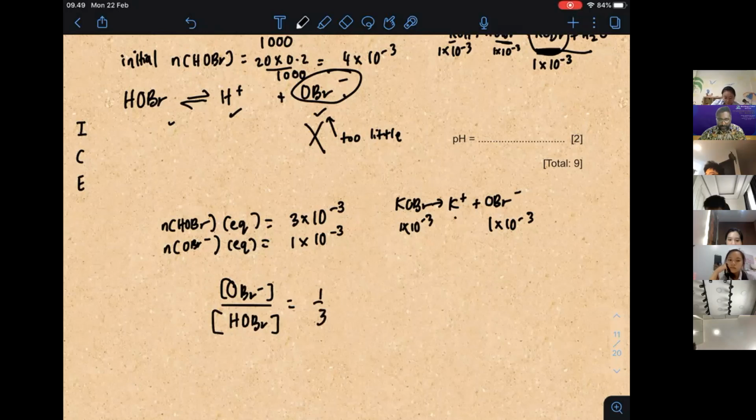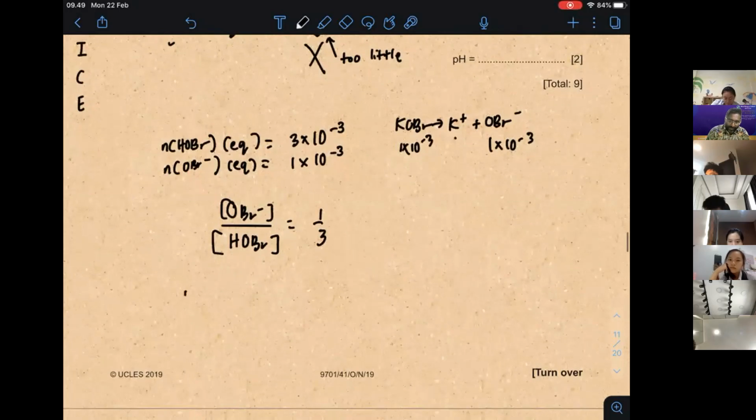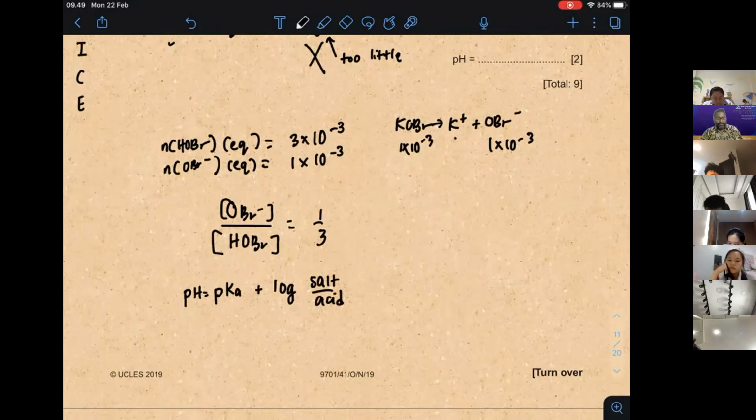Okay, so for this one, you can use the buffer formula: pH equals pKa plus log salt divided by acid. If you want to use that, you can continue using it. But you can also use the method mentioned in the marking key, 1 over 3, where they calculate the H plus separately. That one is also possible.